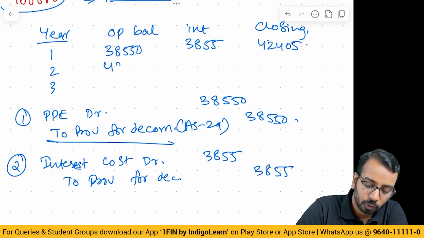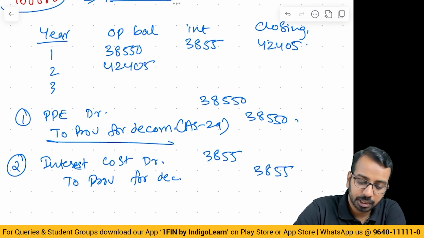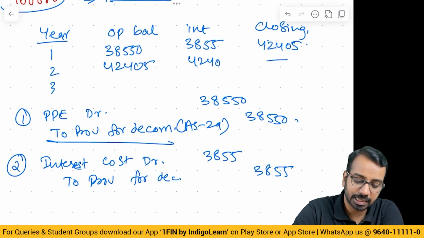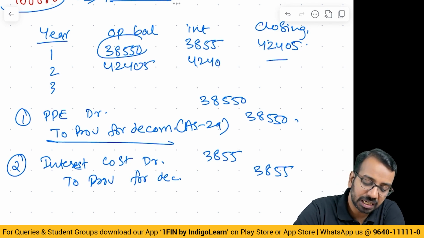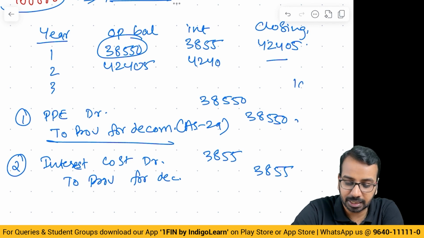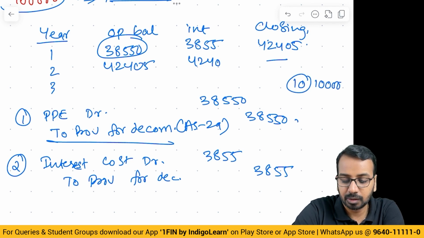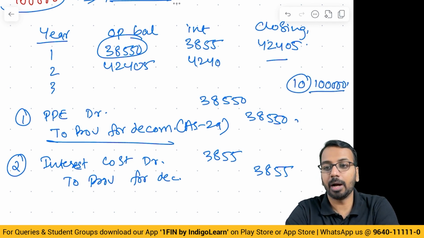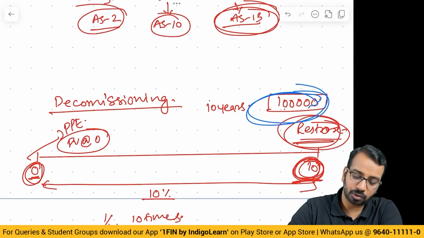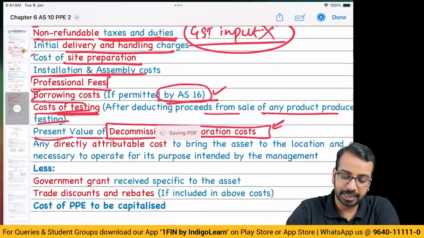Next year what you will do? 42405. You will add interest of 4240. Then you will get whatever is the closing balance. Like this you will continue. So 38550 ultimately at the end of the 10th year will become 1 lakh. So that is what is called provision for decommissioning.